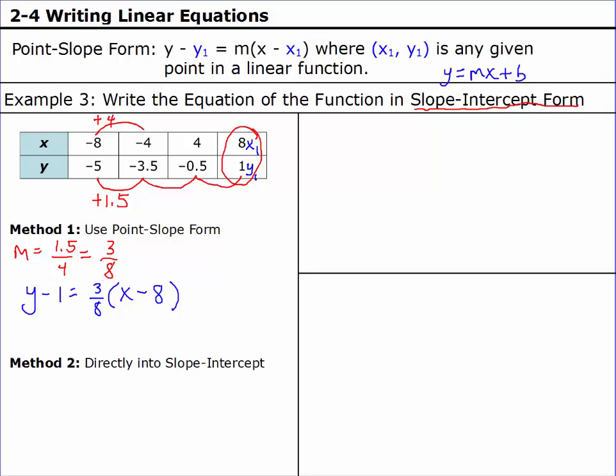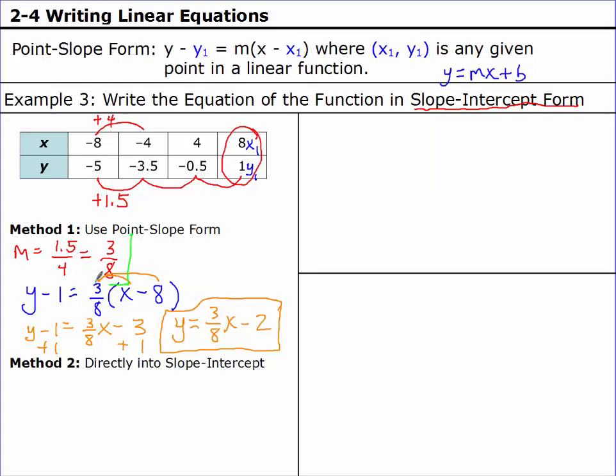I need to distribute my 3/8. So that gives me y minus 1 equals 3/8 x minus 3, because the 8's cancel. And then plus 1 to get y by itself gives me y equals 3/8 x minus 2. And there is my slope-intercept form. So there is a second method. You can go directly into slope-intercept form.